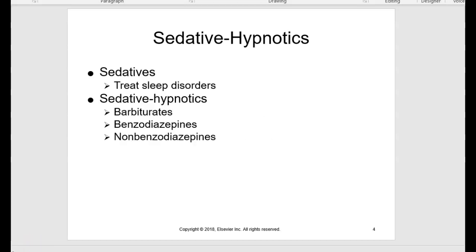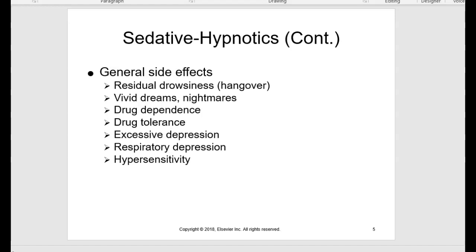Some of the classifications of sedative hypnotics that we're going to talk about include barbiturates, benzodiazepines, and non-benzodiazepines. On page 234, you have a table 18.1 that goes over the common side effects and adverse reactions for sedative hypnotics. And those I'm going to task you with looking over on your own, understanding what they mean, what is a hangover, being able to match the definition with the name, and getting familiar with those. So I'm going to let you review those on your own.